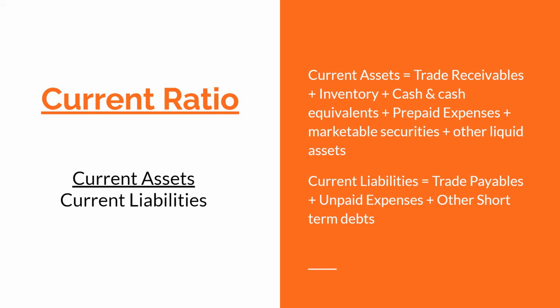So all these figures are added together under current assets and current liabilities respectively, and then we divide current assets by current liabilities. Let's suppose your current assets are 10,000 and current liabilities are 5,000. Then you will have a ratio of 10,000 divided by 5,000, which equals 2:1, which is considered an ideal current ratio.